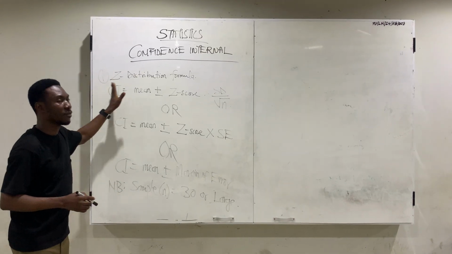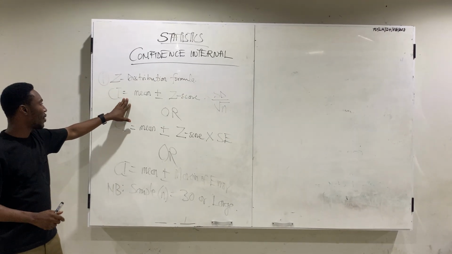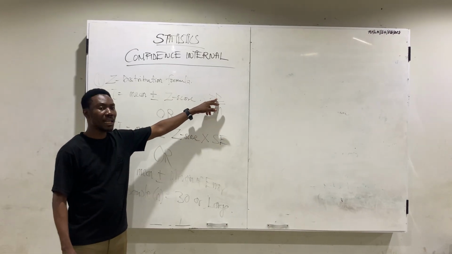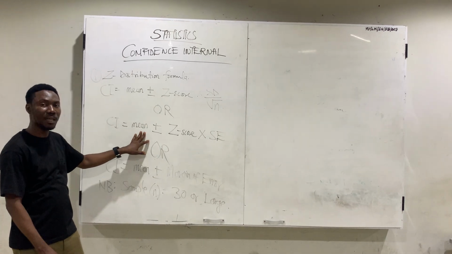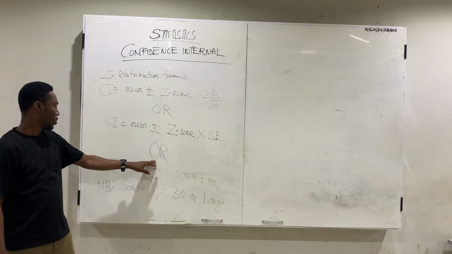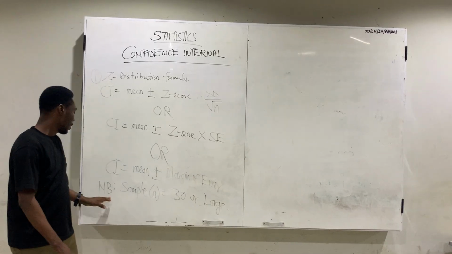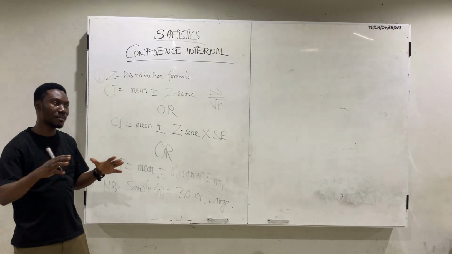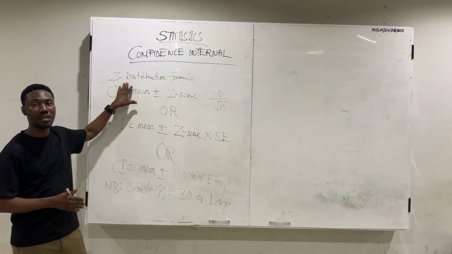So the first formula of confidence interval calculation, we call it the Z distribution formula. Confidence interval is equal to mean plus or minus Z score multiplied by standard deviation all over square root of n. Or confidence interval is equal to mean plus or minus Z score multiplied by standard error. Or confidence interval is equal to mean plus or minus margin of error. Use this formula when sample size is 30 or large. So anytime the sample size you are handling is 30 or more than 30, you use the Z distribution formula.